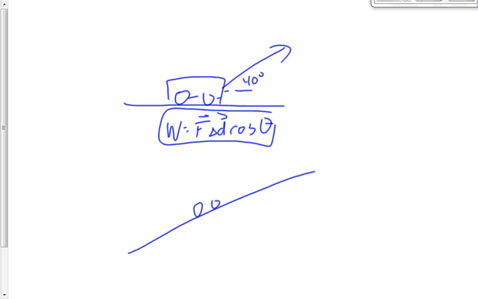Here's a hill. Here's a wagon on the hill. The angle of the hill is 40 degrees. I'm pulling it up the hill. It moves up the hill. Would I use FD or FD cos theta for this one?